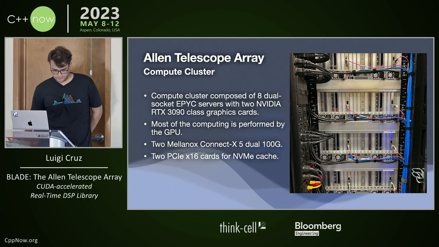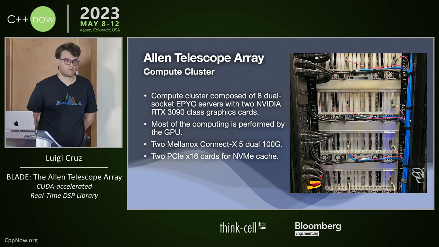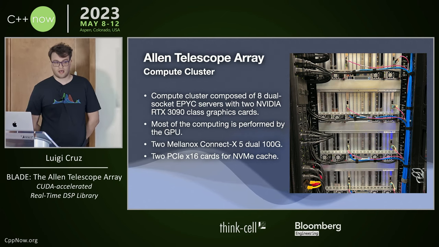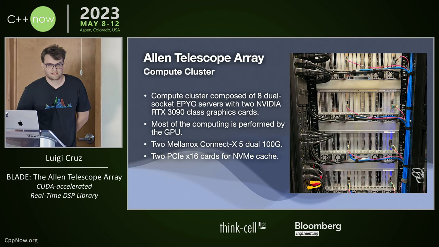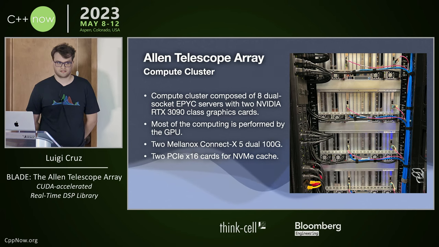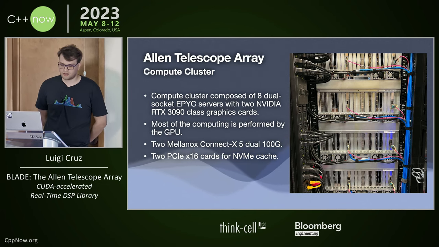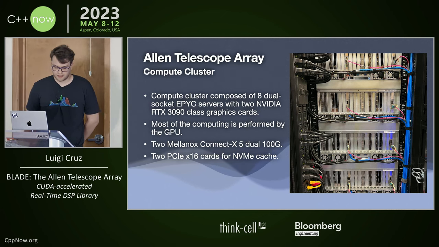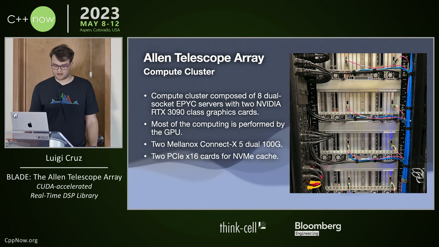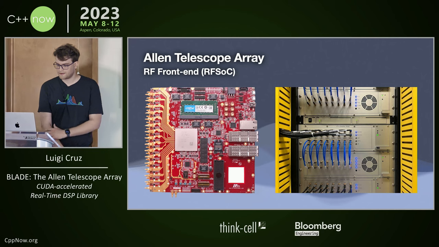The computer cluster is made of off-the-shelf Supermicro four-U chassis servers with dual AMD EPYC. But actually, most of the processing is done by the GPUs. We have two 3090 class GPUs inside each server, a Mellanox 100 gig network card, and two PCIe NVMe carrier boards for a fast read and write cache.